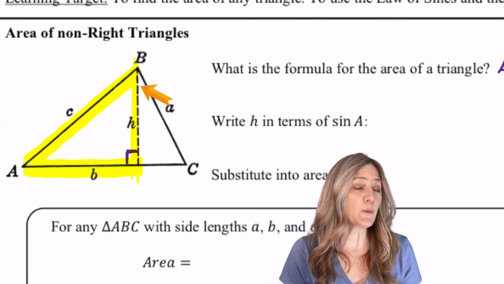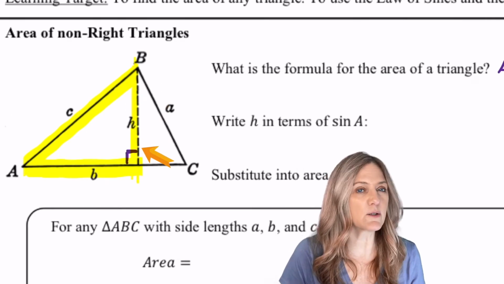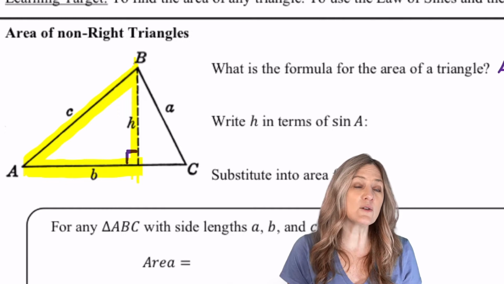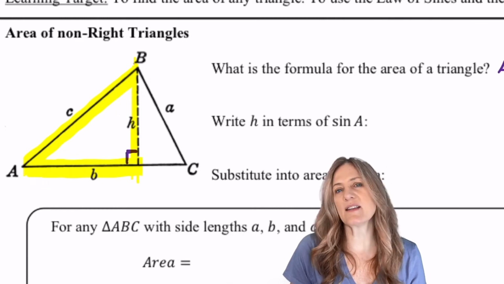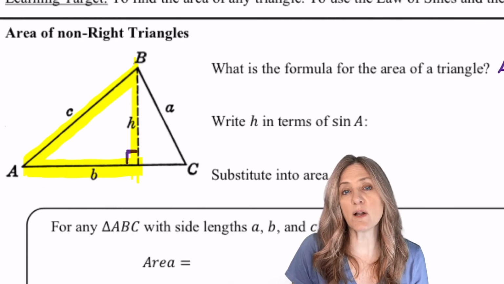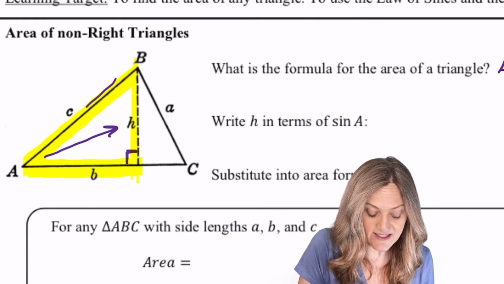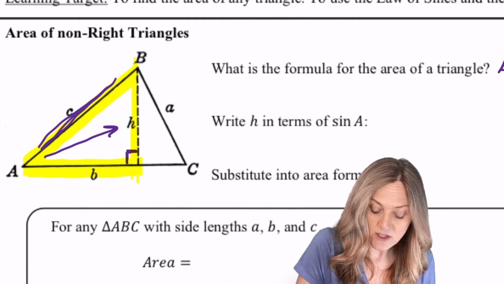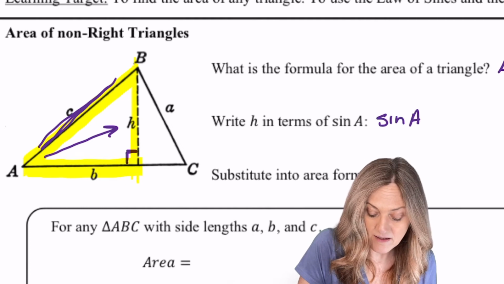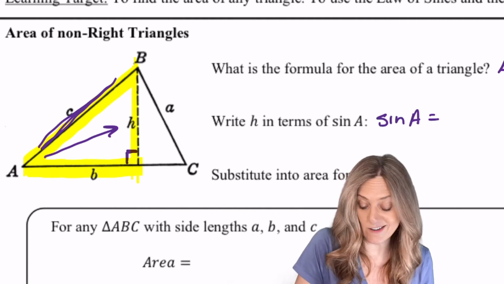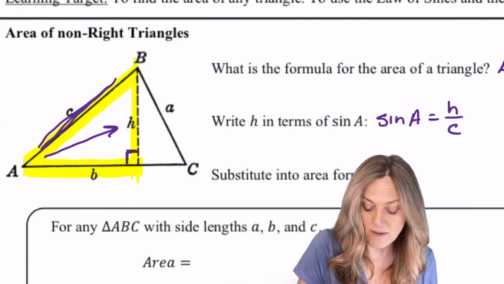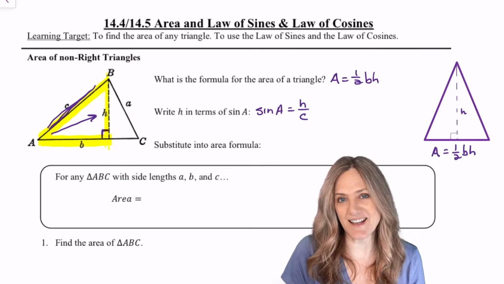By dropping that perpendicular height, I've created a smaller right triangle. So now, using angle A, let's write down sine of A in terms of the smaller right triangle. Side H is opposite and side C is hypotenuse. So I know that sine of A, based on the smaller right triangle, is H divided by C, the ratio of the height to side C.